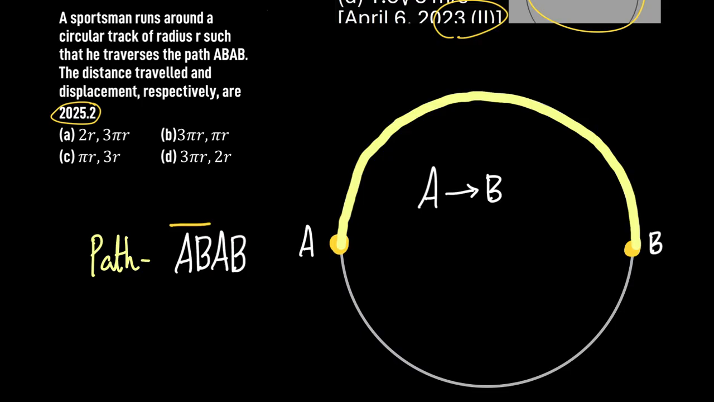That being said, a sportsman runs around a circular track of radius r. So this is radius r here. He's running around a circular track. He traverses the path ABAB. So I've assumed two points, the diametrical ends here, A and B. So he travels the path ABAB. The distance traveled and the displacement respectively are. See, in my opinion, this is a very straightforward question. It has nothing to do with JEE Mains at all, in my personal opinion.